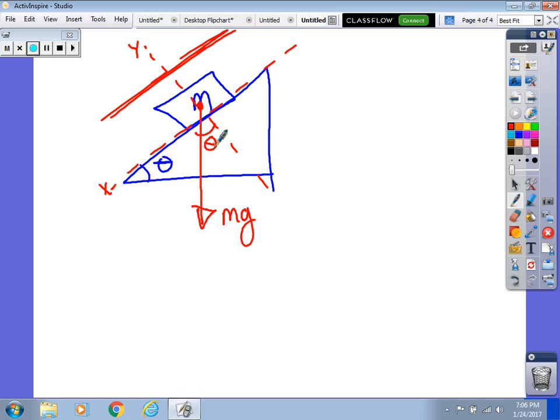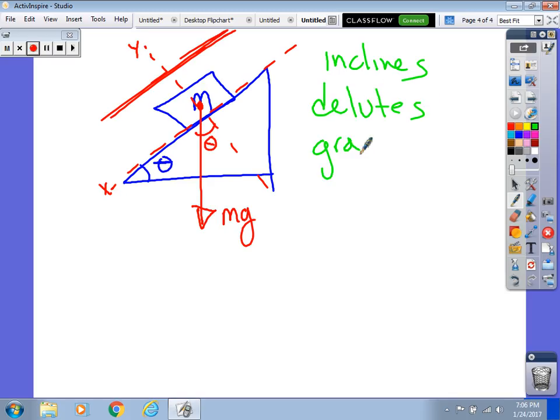That means that gravity on this incline is doing two things. And what the incline basically does is it dilutes gravity, right? Inclines dilute gravity. Dilutes gravity, if you want to think of it that way. And what it does is it takes and splits it into two separate parts. There's a piece of it, and I don't know how well your geometry is, but there's a right triangle right here, right?